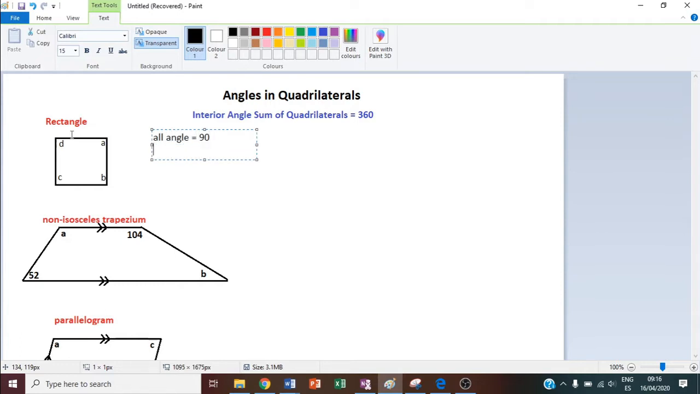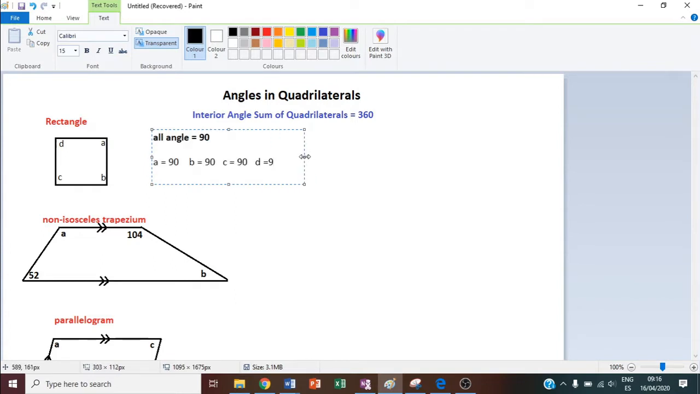In that case, I already know what all the angles are, and it doesn't require much algebraic working. I just want to write my rule up here above, and then I can go ahead and write my answers. So that means that A equals 90, and B equals 90, and C equals 90, and D will also equal 90 because it's a rectangle.